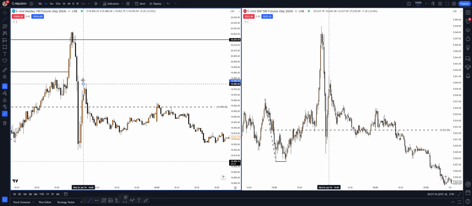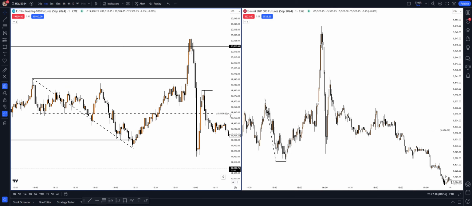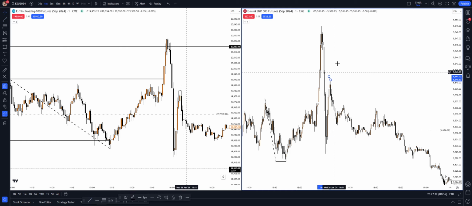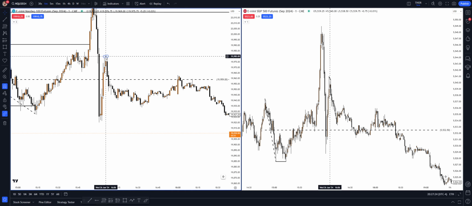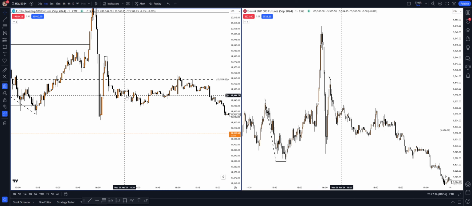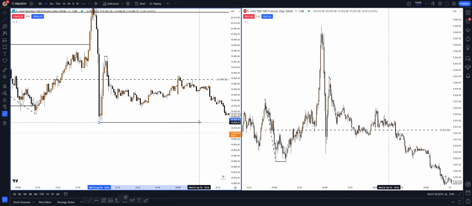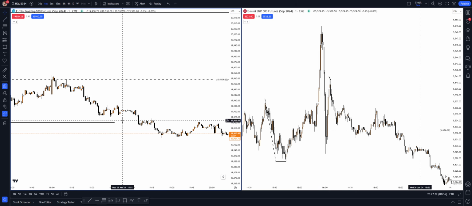This is after hours. This is a higher high on Nasdaq. And on ES, it's a lower high. S&T divergence, that is a short. Price going for what? Sell side here. This is the after hours.